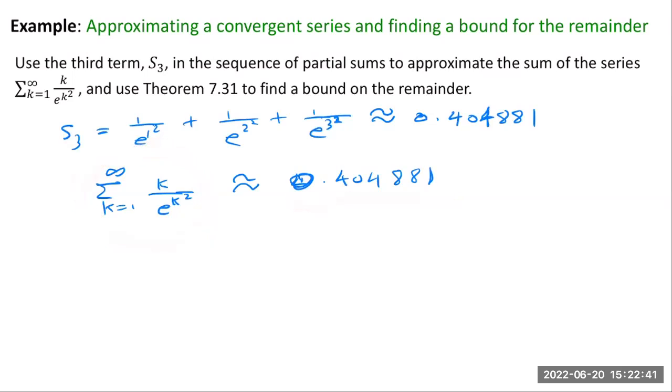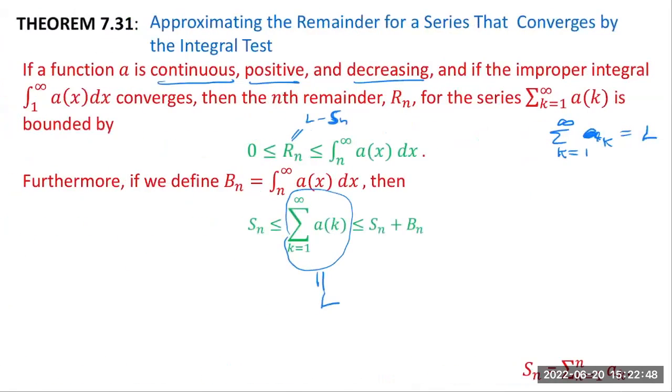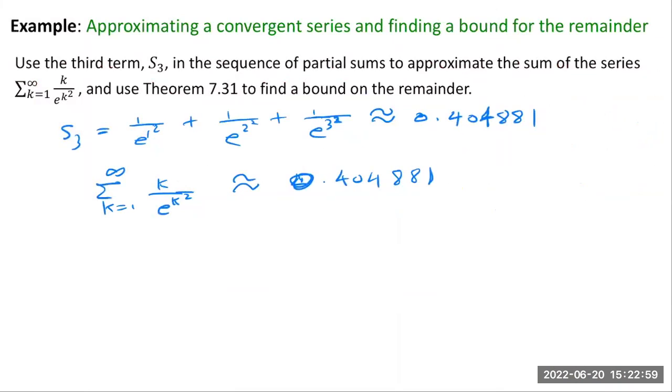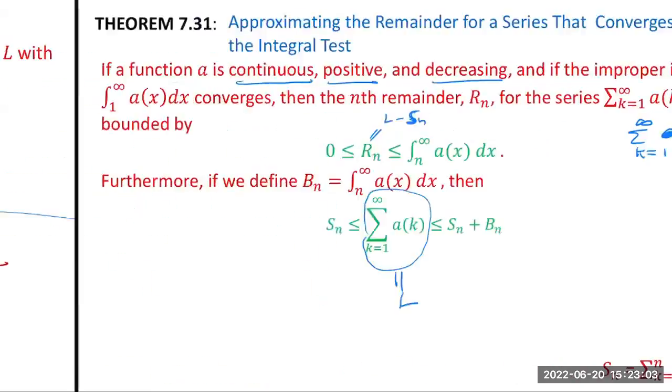Okay, next we are asked to use theorem 7.31 to find a bound on the remainder. That means we need to find this bound. We know that the remainder is already bounded below by 0. The remainder has to be bounded below by 0. First of all, notice that that's something I mentioned in the previous example.